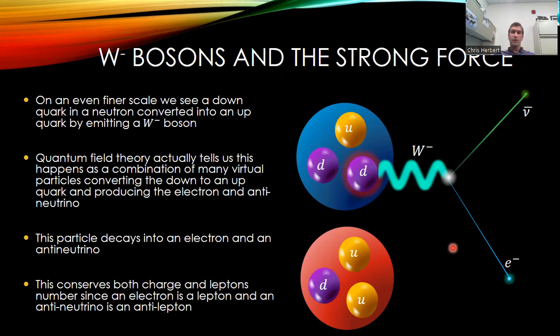Again, when you're dealing with field theory, we're actually superimposing all the possible reactions that are going to result in the production of an electron and an antineutrino. So this is probably the simplest representation of that, but you could have many more virtual particles participating in this interaction. You've got to consider the superposition of all of them.